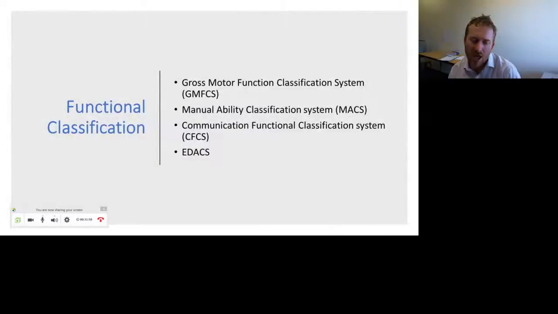I wanted to move on now to talk about functional classifications. I'll talk about 3 of these 4. I've not explained EDACS there, but that's the Eating and Drinking Abilities Classification System, which is brand new and out in the last couple of years. The most robust of these and the most well-known is the Gross Motor Function Classification System, which I think has become a core part of learning about cerebral palsy over the last 10 to 15 years. These 2 other classification systems we'll touch on briefly as well.